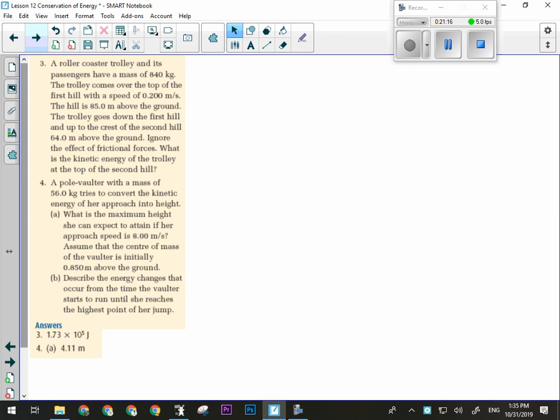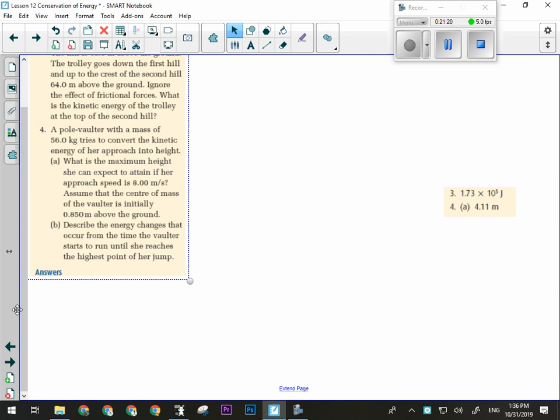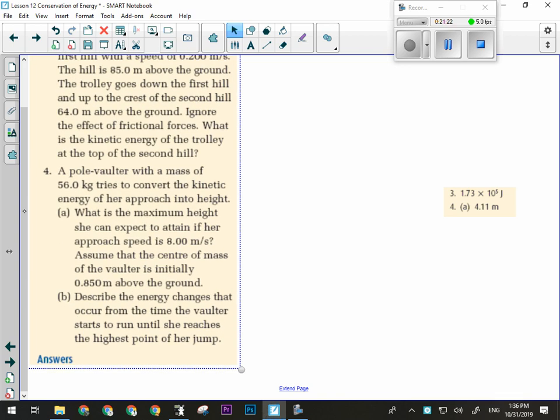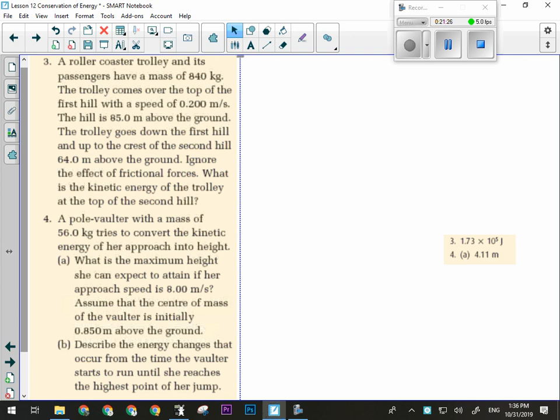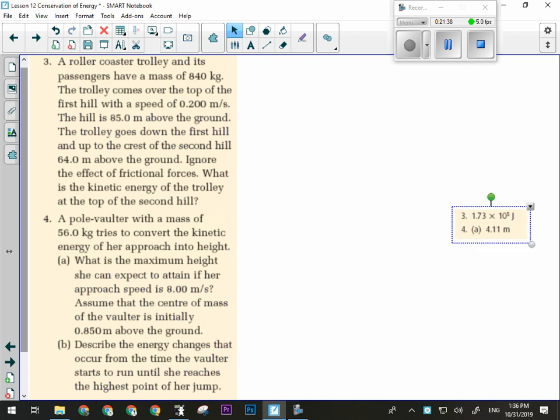All right, I want you to try 3 and 4 here. They are ones that I would give Science 10 students. I don't say that to insult you. I say that just to be honest. First one's a roller coaster, second one's a pole vaulter. They're both law of conservation of energy questions, treated pretty much the same. I'll give you a few minutes on those. The answers are right here. You want to check and see if you did them right.